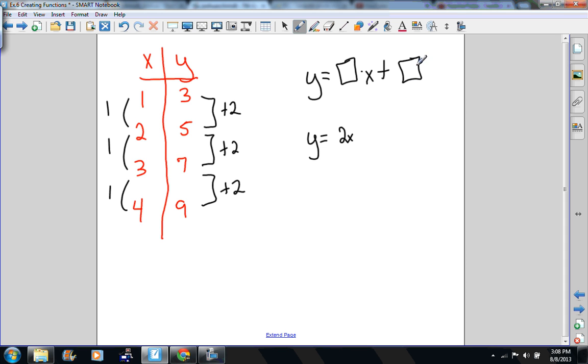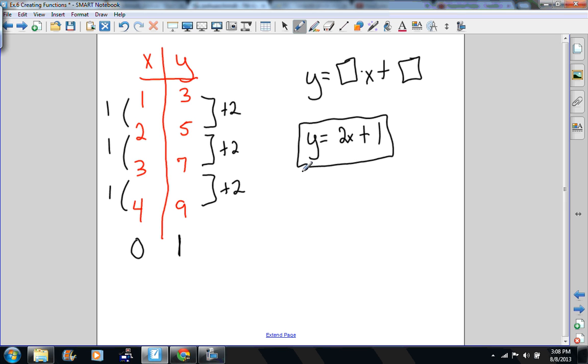Now, the second part is the starting value. And the starting value is x equals 0. And on this table, we're not given x equals 0. That means we have to figure out what it would be by making our table go in reverse. So if this is 9, 5, 3, that means x equals 0 would be 1. And that 1 is our starting value. And now here is our equation.